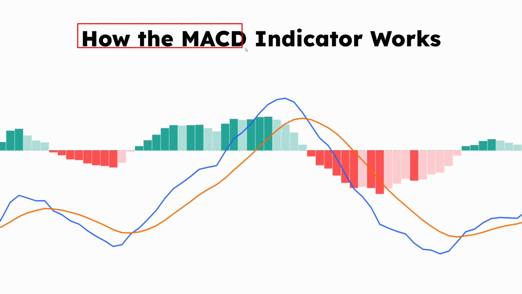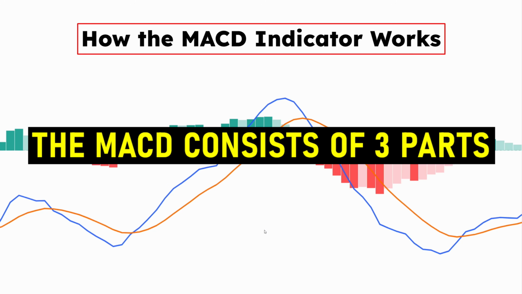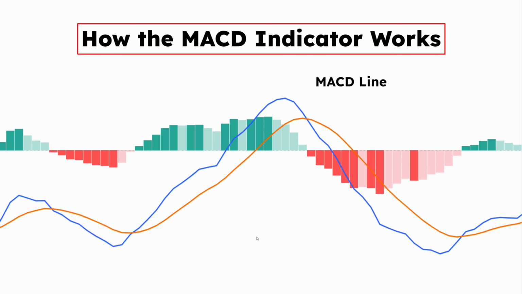Alright, so now let's take a look at how the MACD indicator works. And as you guys can see, now we have the full MACD indicator on the screen. And the MACD consists of three parts. First, we have the MACD line, which is this blue line right here. When you use the MACD in TradingView, the standard color for the MACD line will be blue.